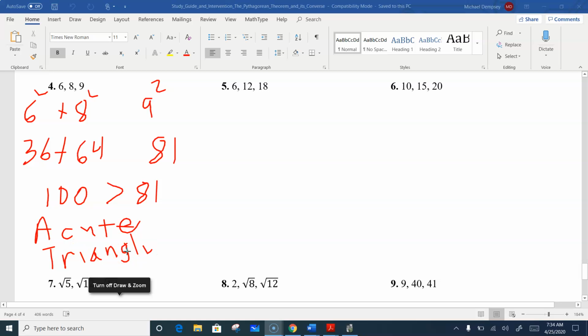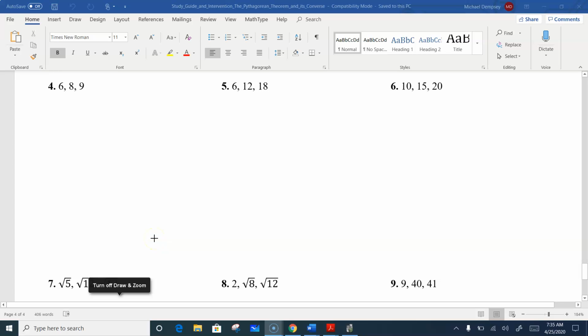Okay, so number 5, again, let's do our check to start. 6 plus 12, is that bigger than 18? Actually, it's not, right? 6 plus 12 equals 18. That's going to be a problem. This is no triangle at all.